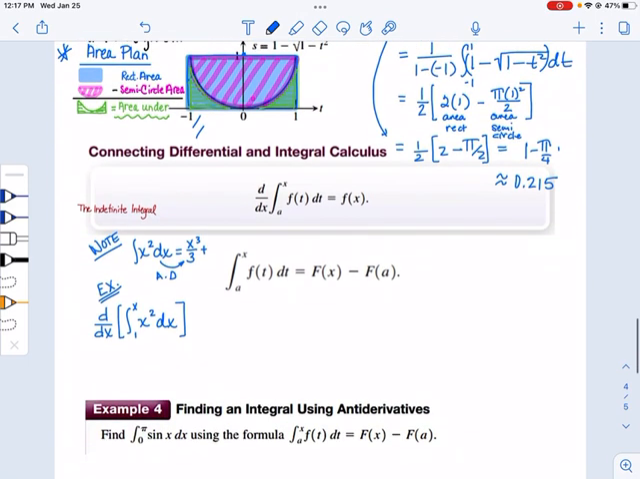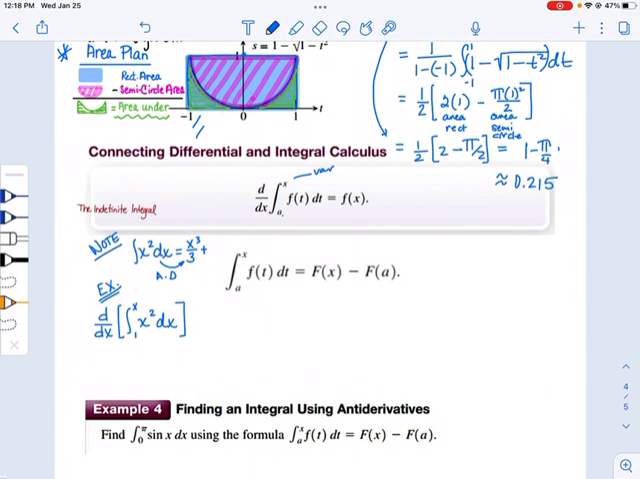So now connecting the differential calculus with integral calculus, we have the derivative of the integral from a to x, where x is a variable here, of f of t dt is equal to f of x. So now it kind of makes sense when you take the derivative of an antiderivative, it should take you back to the function, right? So let's take a look at this first.